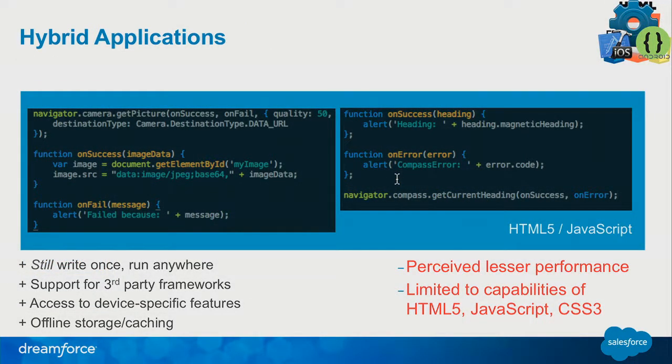So I put some code here of an example of making a call to Cordova to get a picture from the camera. But in essence, when you're building a mobile application in a hybrid architecture, you're still going to be writing in HTML5 and CSS and JavaScript. So all the things that I talked about before are still relevant here. You can still write it once and run it anywhere. You can still use the frameworks. You can now access device-specific features and functionality.